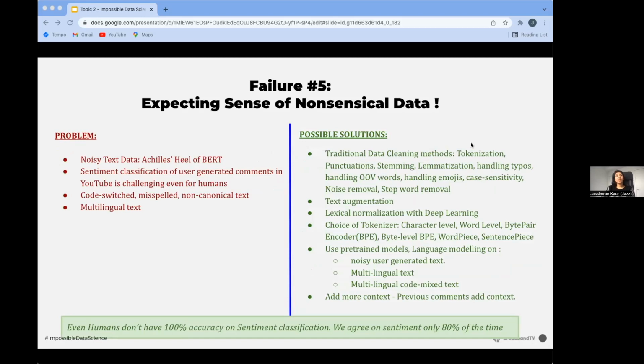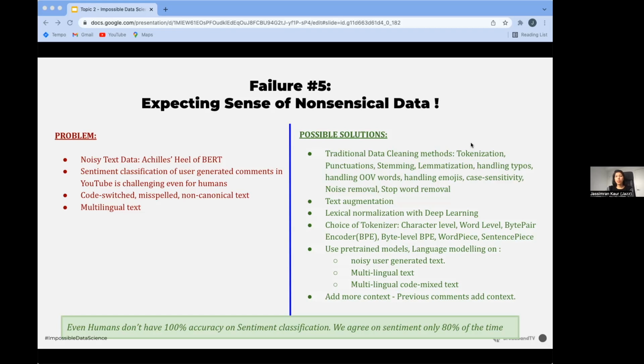So now the next failure. We are expecting some sense from this completely nonsensical data here. And we know that noisy data is the Achilles heel of BERT. It's a known issue. If you ask me what was the sentiment of rock dog, I can't tell. So humans can't even tell. And it has been found that humans don't have 100% accuracy on sentiment classification. We only agree about 84% of the time. Then there are the challenges that we have talked about: code switching, misspelling, multilingual.